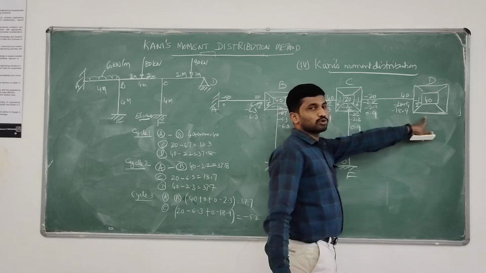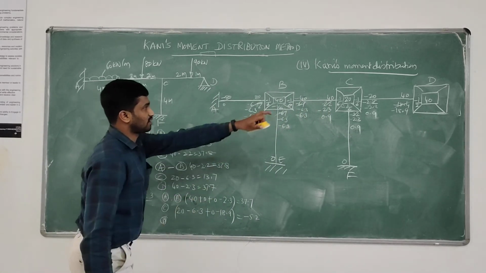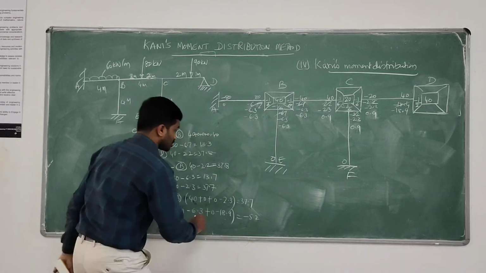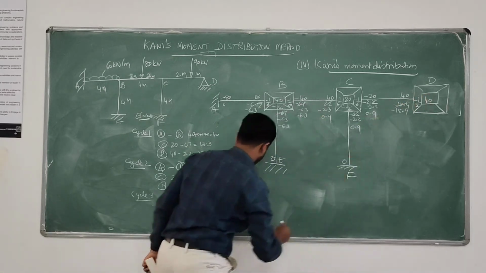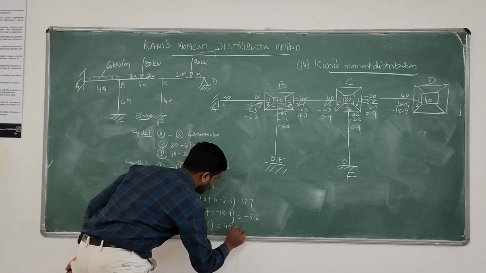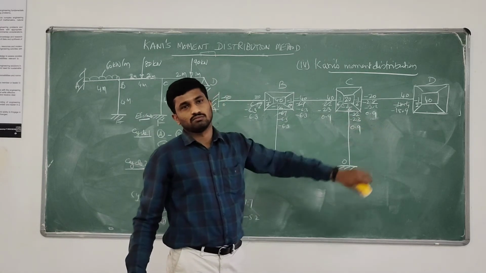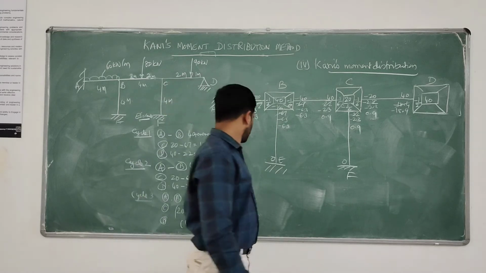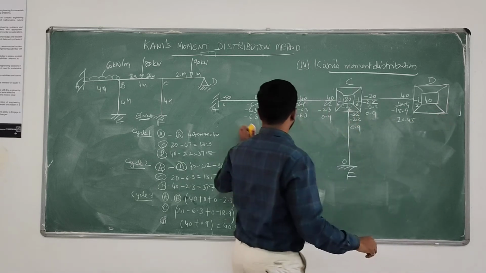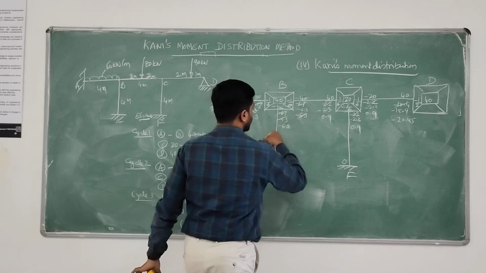Now I come to joint D. For joint D, the summation should be 40. From the far end, the contribution is this one, 0.9 plus 0.9. It will become 40.9. 40.9 divided by 2 is 20.45, so minus 20.45.